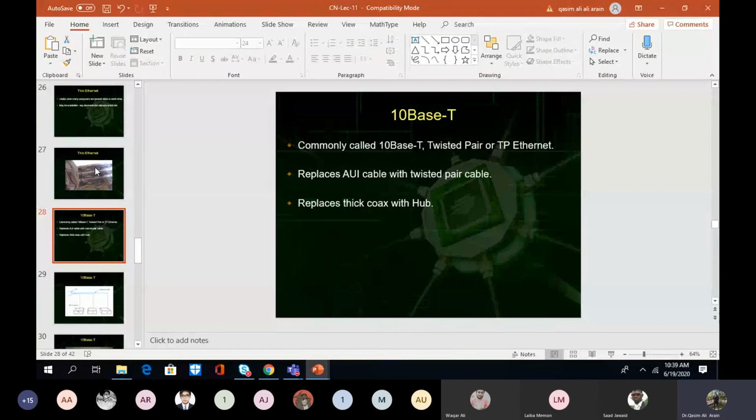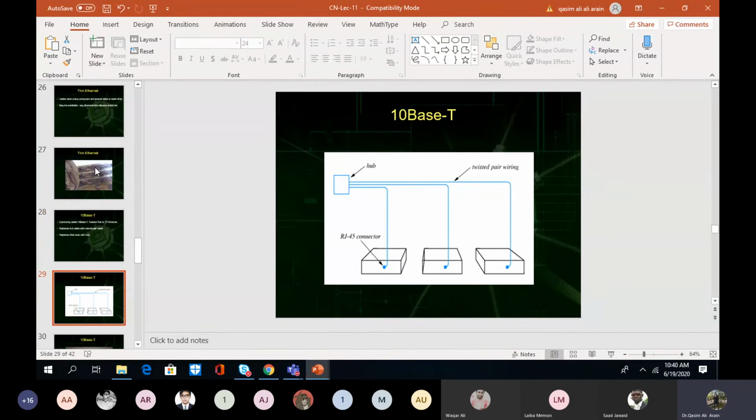Anyways, so commonly called 10 base T, twisted pair or TP Ethernet, replaces AUI cable with twisted pair cables, replaces thick coaxial cables with the hub. अब इसमें हमारे पास क्या हो गया है कि हमने AUI को रिप्लेस कर दिया है ट्विस्टेड पेयर केबल्स के साथ, और जो हमारी थिक कोएक्सियल केबल है ना, we have to replace it with a central device that is called a hub. The same network that is being designed in our labs in our department, right? You can see here आपके पास एक सेंट्रल डिवाइस है that is called a hub, right?